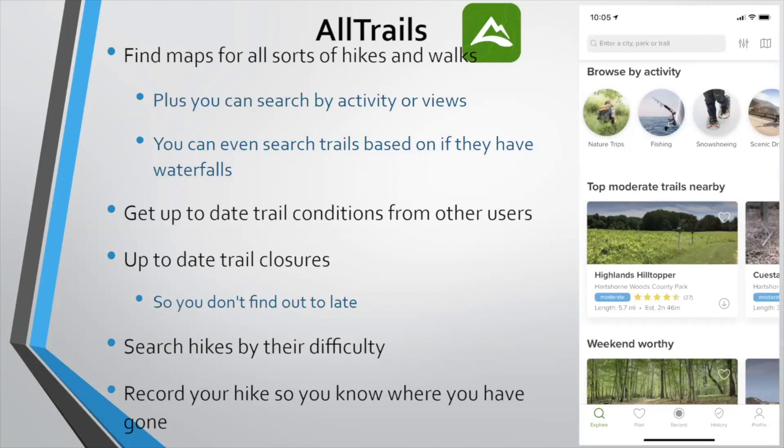All right. So you can also search hikes by their difficulty. Some hikes will be rated as more difficult than others. Say there's a lot of inclines or it's just a more difficult hike to take, it will indicate that on All Trails. And then lastly, you can also record your hike. So if you want to remember what path you took, or just get an idea of what trail you ended up taking, you can do that using All Trails.